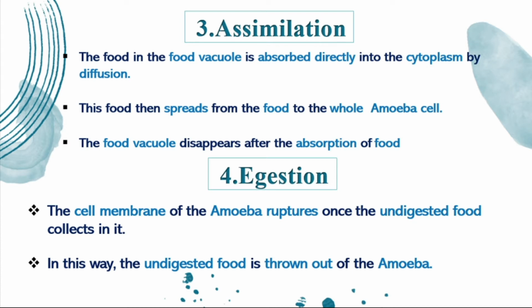The fourth one, egestion. The cell membrane of the amoeba ruptures once the undigested food collects in it. In this way, the undigested food is thrown out of the amoeba, and the waste material is thrown out through the cell membrane.